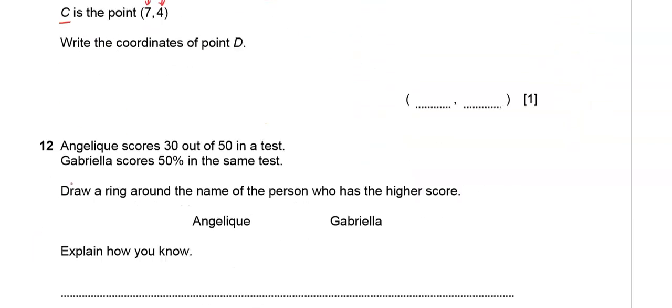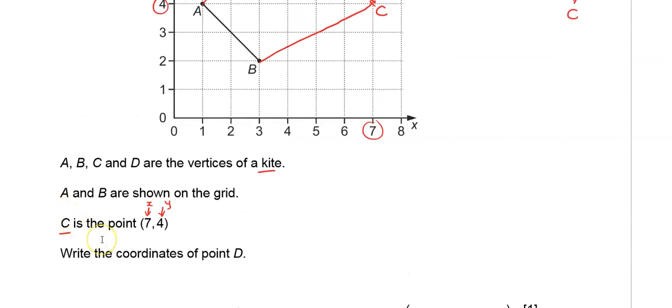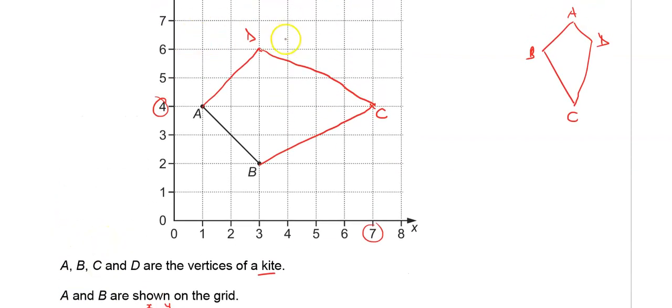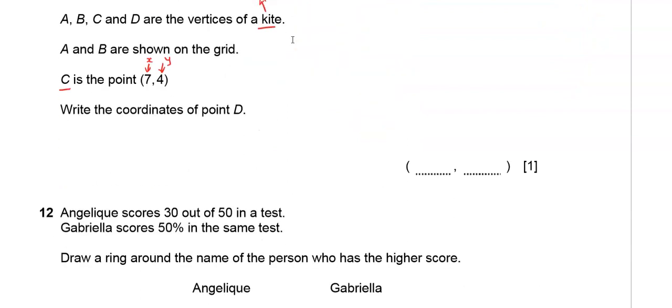So the coordinates of D. First, go for the coordinate on the x-axis, which is 3, and then the y coordinate is 6. X coordinate is 3, y coordinate is 6, and therefore the coordinate of point D is 3, 6. That's what we write here, 3, 6.